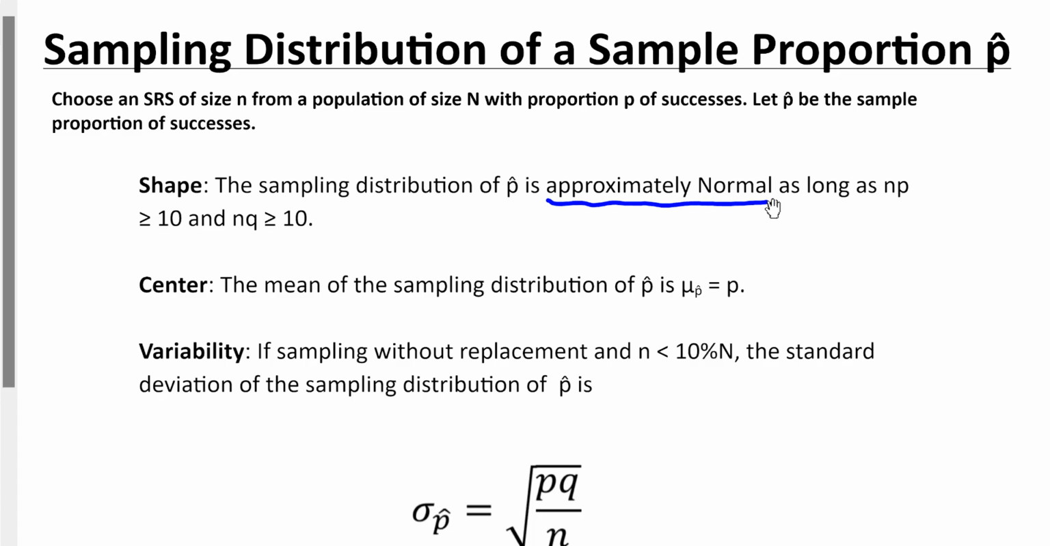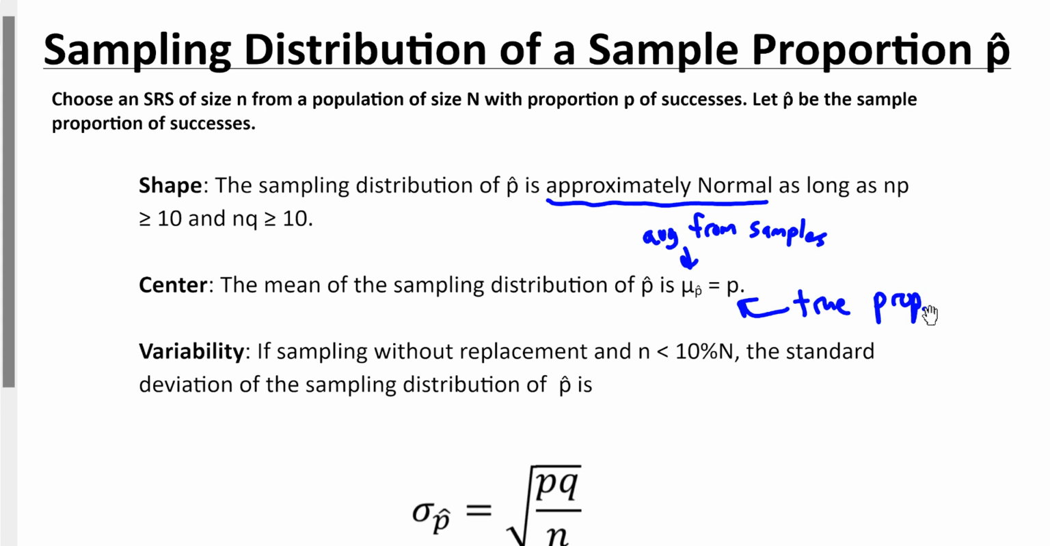The center, the mean of the sampling distribution, is going to be equal to the proportion. So the mean of the sampling distribution of proportions is going to be the same as the true proportion from our population. If you average all those proportions from the samples, it's going to get you the true proportion. So the average from the sampling distribution is the true proportion.